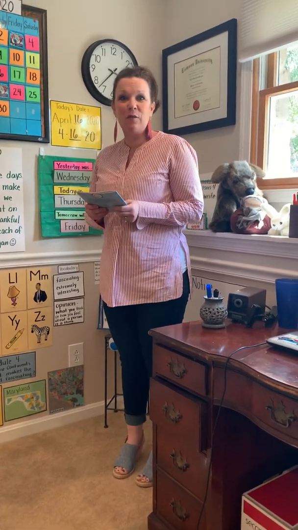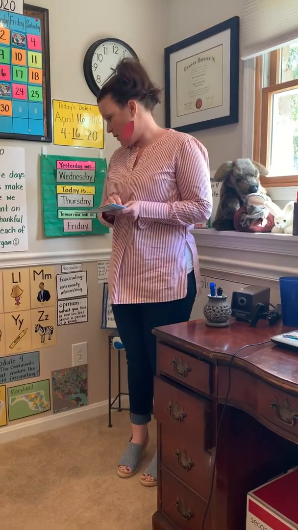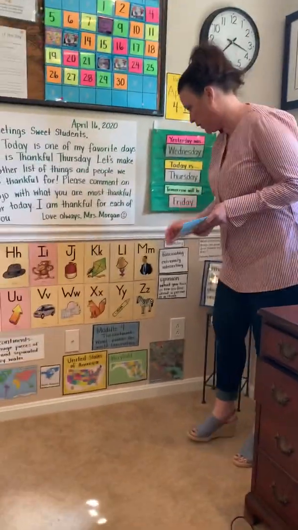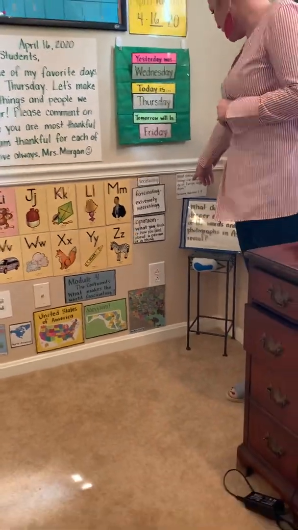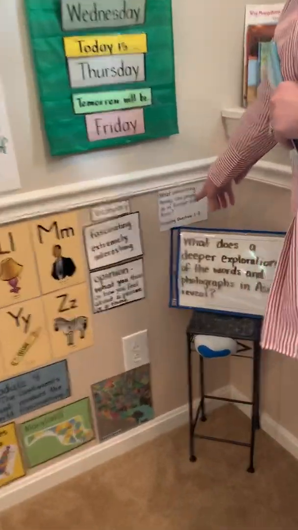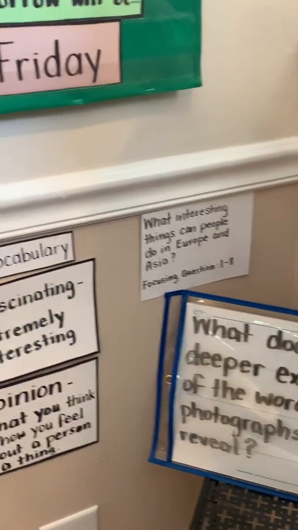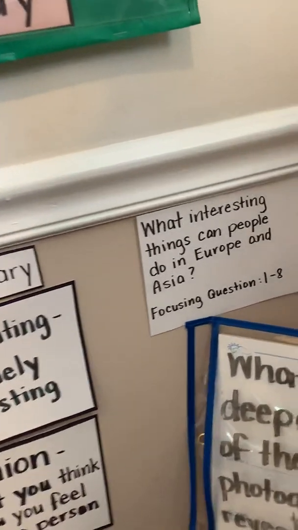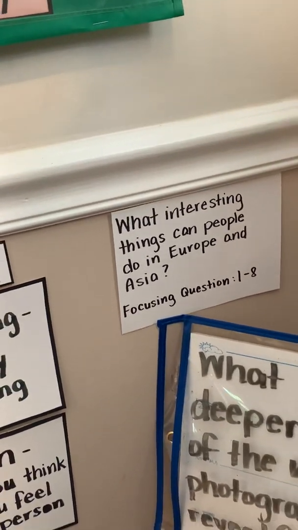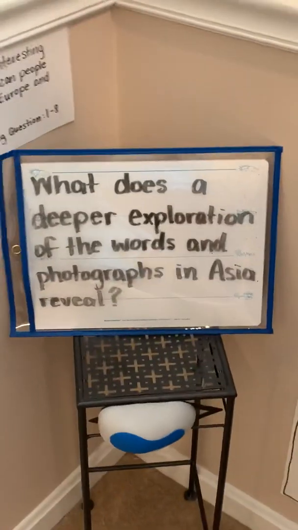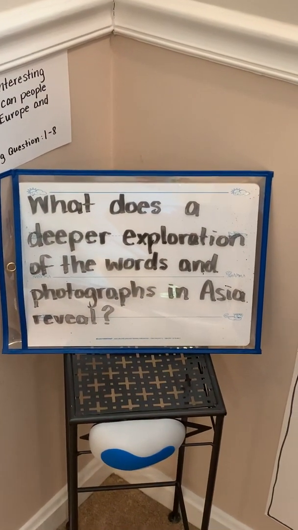Hey friends, today we're going to jump back into Module 4, the continents, what makes the world fascinating. I moved our focusing question over here, if we can zoom in there. This is going to be our focusing question for Module 4, Lessons 1 through 8. But our content focus question today is, what does a deeper exploration of the words and photographs in Asia reveal?